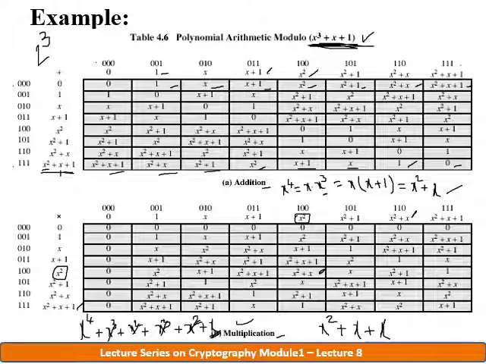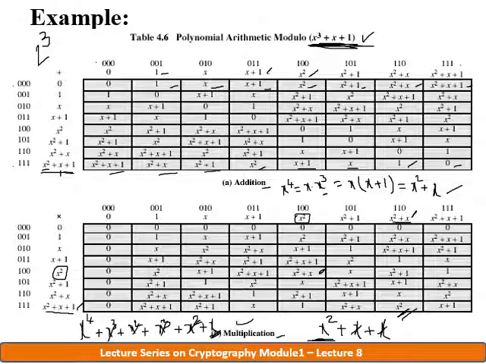Now again I am performing that XOR operation. This and this will get cancelled and we are left with the x square value. So that's where we are getting the x square. When I multiply x square plus x plus 1 with this x square plus x, I am going to get the answer as x square. So this is how this table can be constructed.